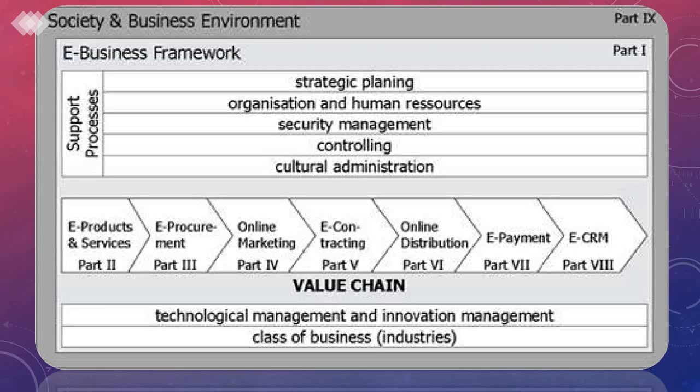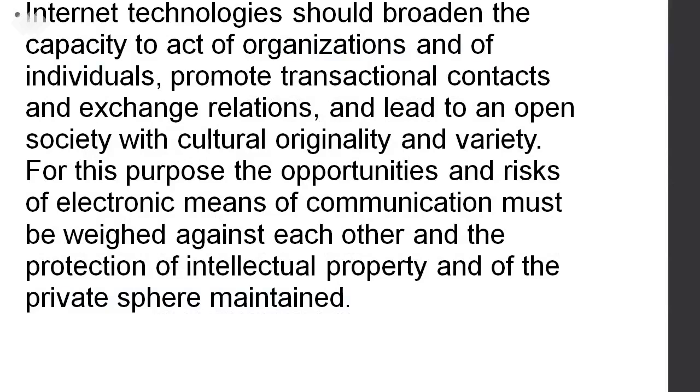These are all related to our value chain, and also to technology management and innovation management, and include some classes of business. So these are all related to your society and business environment, which is helpful for support processes as well as the value chain. They may support technology management and innovation management, and also focus on classes of business or industries. Now, internet technology should broaden the capacity to act of organizations and individuals, promote transactional contacts and exchange relations, and lead to an open society with cultural originality and variety.